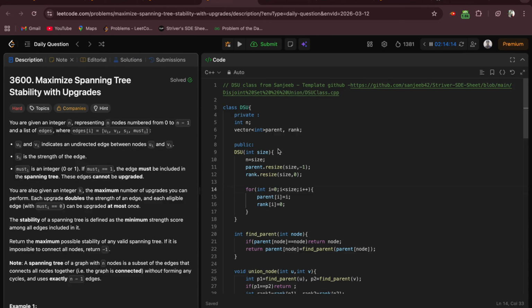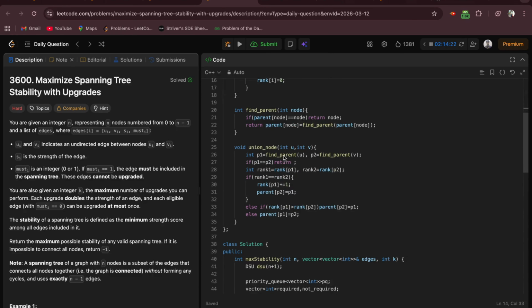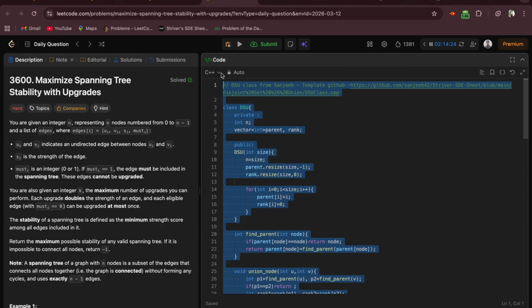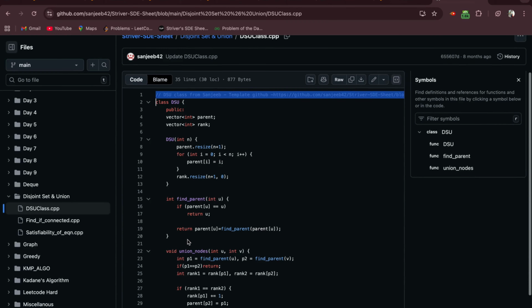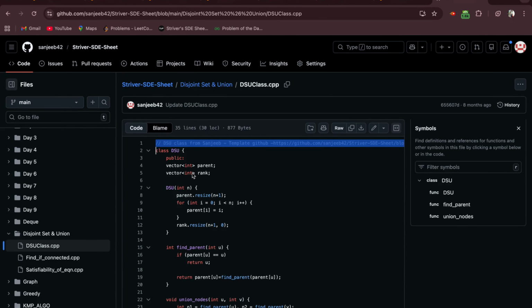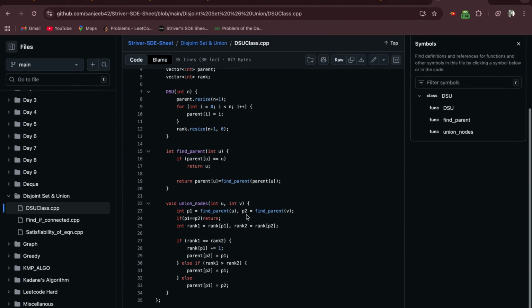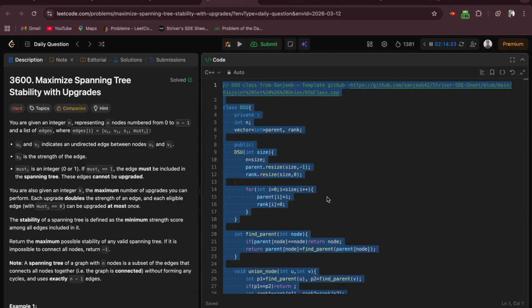Okay, so this is the DSU class which I have copied from my template, and I hope you know what DSU is. In case you don't, please have a look at it. This is the standard template that I have copied from my GitHub. This is my repo, where you can find other templates as well. Feel free to have a look, and now let's go to the solution.